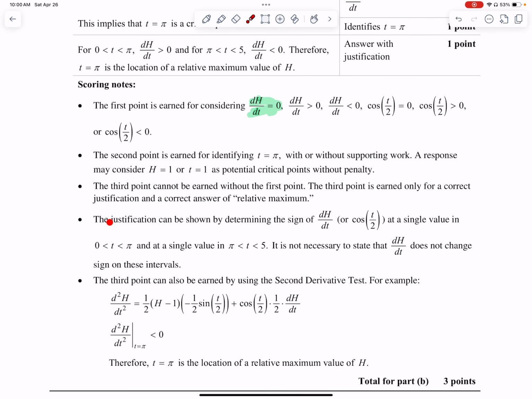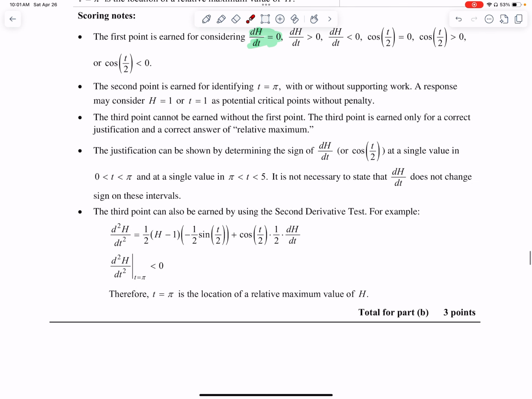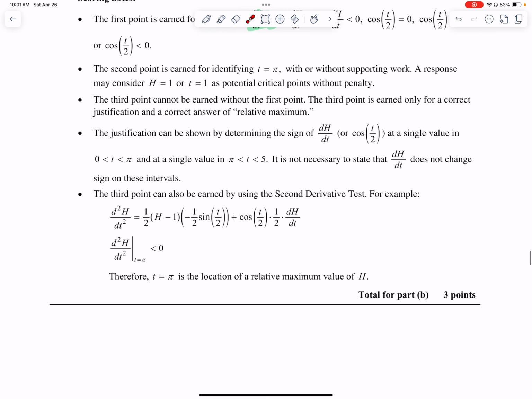A justification, third point cannot be earned with, I already said that. The third point is earned only for a correct justification or correct answer of relative max. The justification can be shown by determining the sign of dh/dt as a single value in this interval and a single value in that interval. That's the first derivative test. It's not necessary to state that dh/dt does not change signs on these intervals. Okay, but that's actually how we did it.